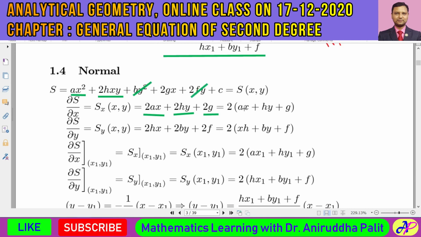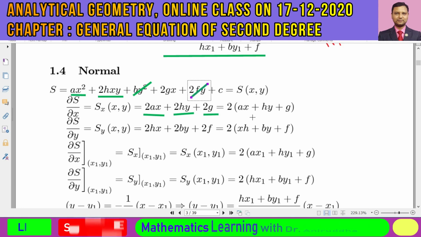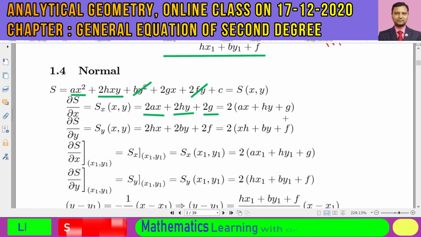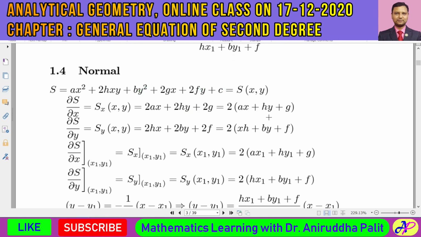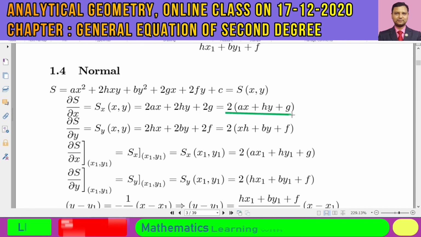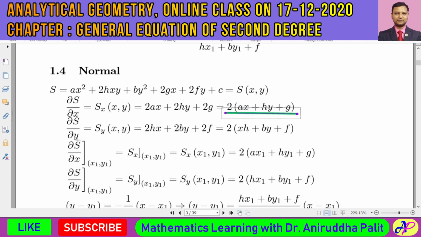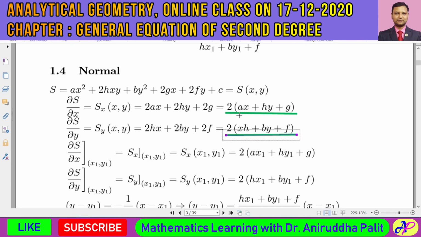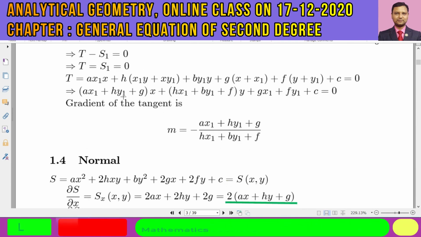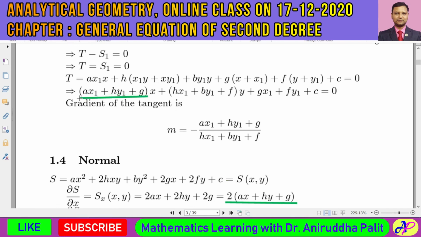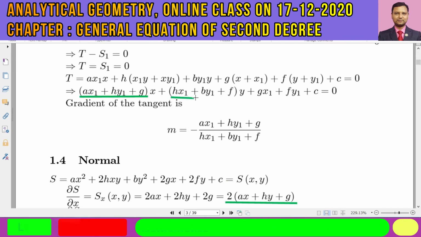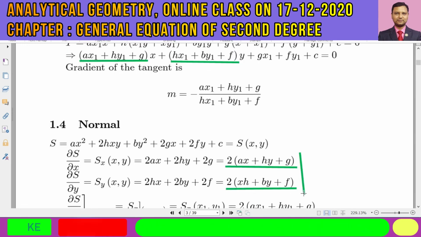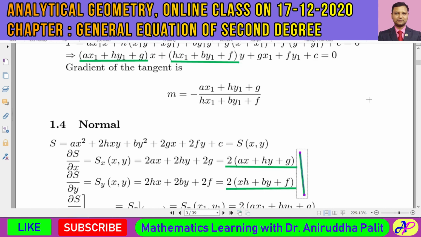Twice fy would get cancelled under partial derivative with respect to x, and then c would get cancelled. So we shall have only three terms. Got it? So three terms in partial derivative. So this is the expression of partial derivative. Similarly, we can have the partial derivative of y. And forget about this 2. You will get the coefficient of x and coefficient of y at that particular point. If you put x equal to x1 and y equal to y1 in these two expressions, you will get the coefficients of x and y.